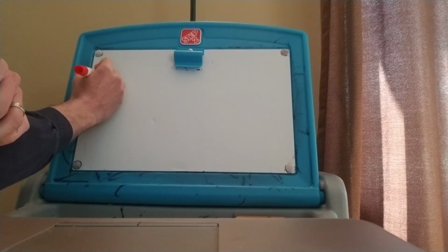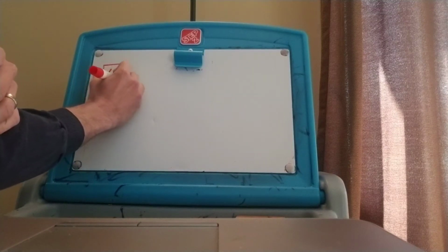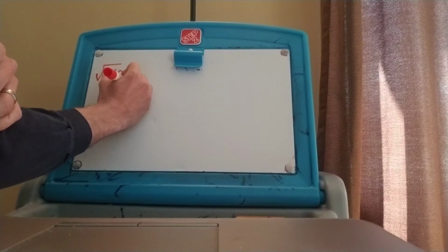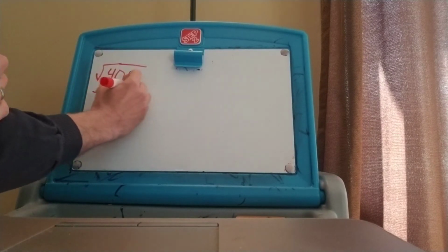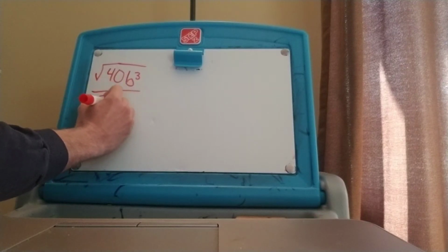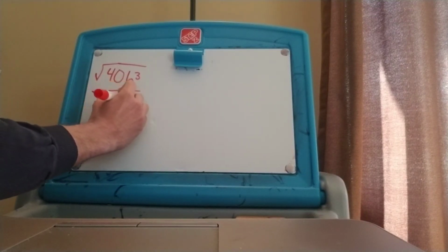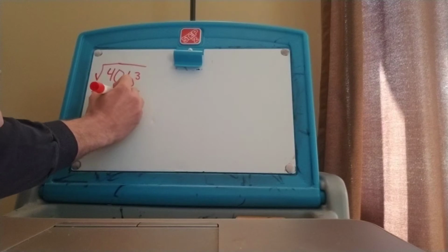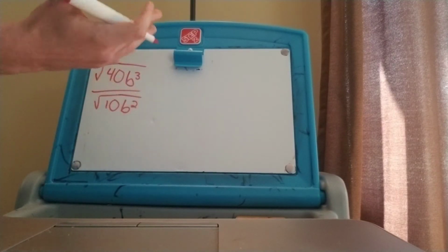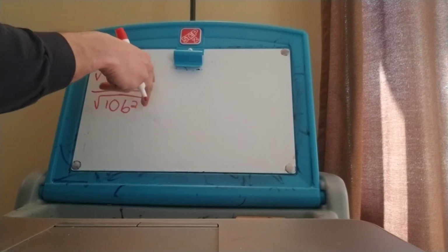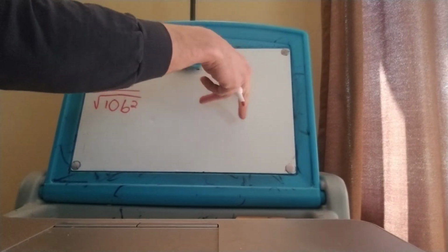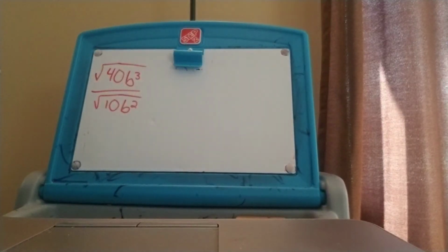All right, so now I'm going to have the square root of 40. And let's put some variables in here. B to the third. So the square root of 40, b to the third, and we're going to put that over the square root of 10, b to the second. All right, so again, we know the two different approaches to this problem. The first way I'm going to show is I'm going to try to simplify these radicals and see if that helps us simplify it. So I'm going to deal with the top and deal with the bottom separately, and then try to simplify from there.